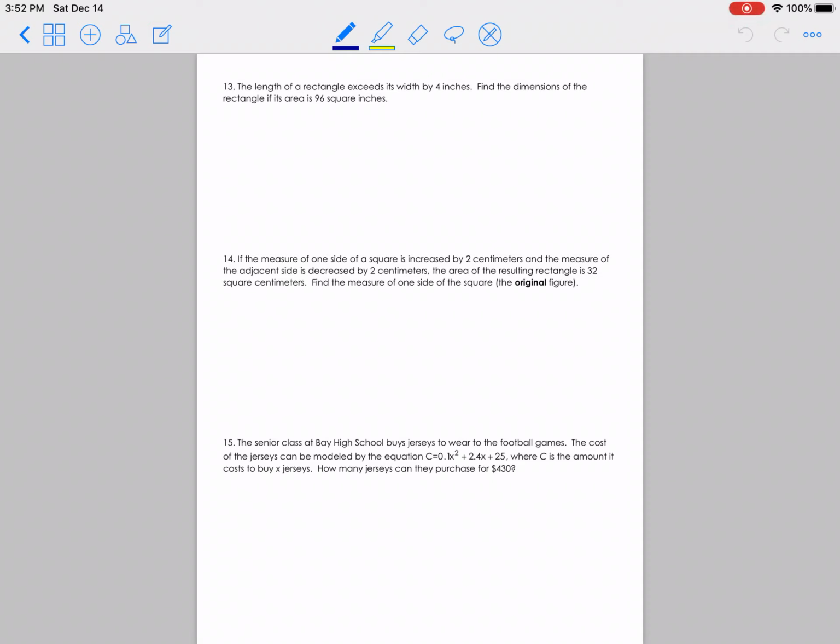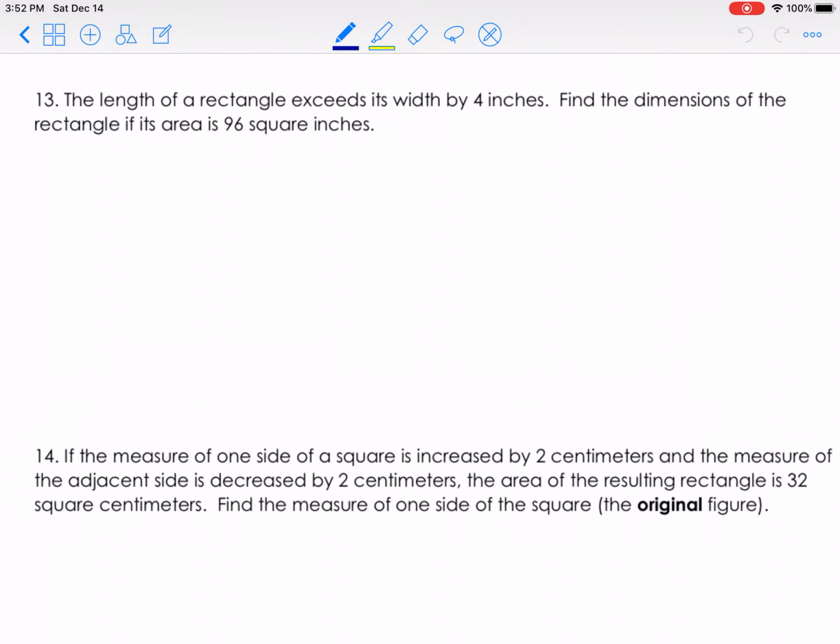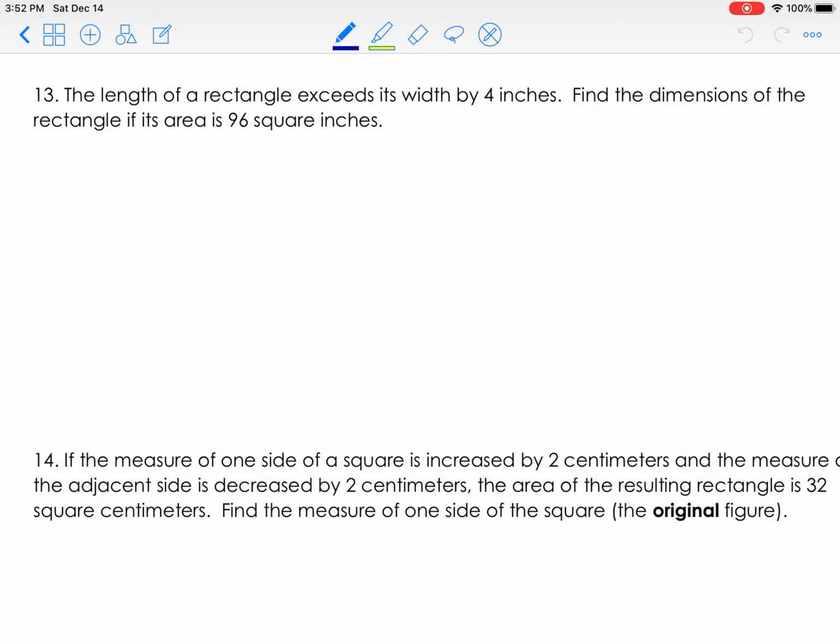Welcome to the video on additional story problems for this. So this is for people who wanted extra practice to test their skills on the story problems. So I'm just going to go over how I would solve these and you can see if you're on the right track. The length of a rectangle.